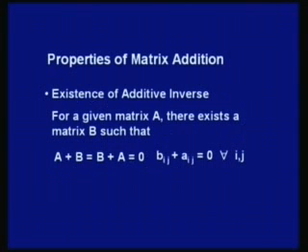Further properties of matrix addition. Another important property of matrix addition is the existence of additive inverse. For a given matrix A, there exists a matrix B such that A plus B is equal to B plus A is equal to the null matrix. That means Bij plus Aij is 0 for all i and j. For a given matrix A, there must be some matrix B which when added to A gives rise to the null matrix. And that matrix B is the additive inverse of the matrix A.